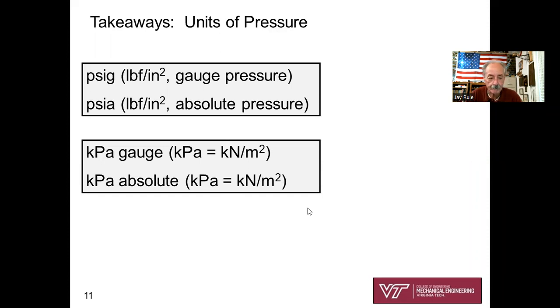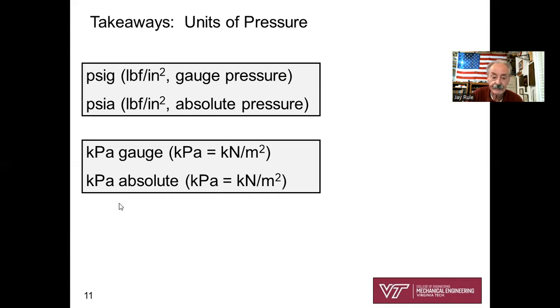Units of pressure. Now, in your class, you're going to have a mix of English units and SI units. PSIG, that's gauge pressure, units are pounds force per inch squared. PSIA, the units are identical, pounds force per inch squared, but this is absolute pressure. So I hope that you've got a better feel now for the difference between a gauge pressure and absolute pressure.